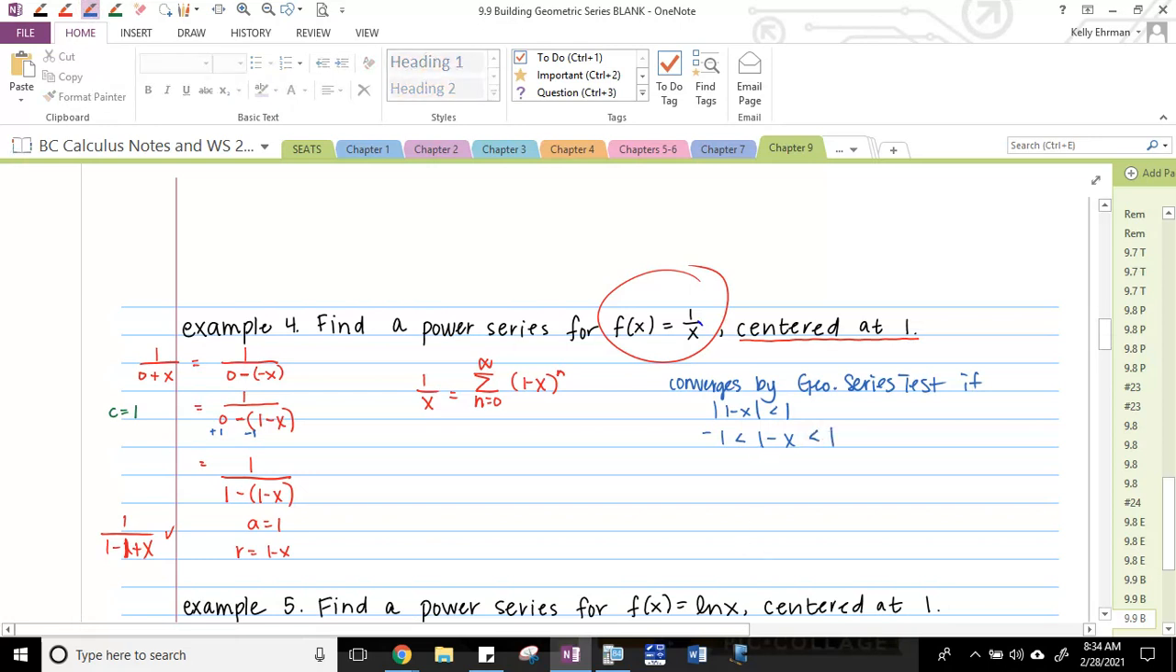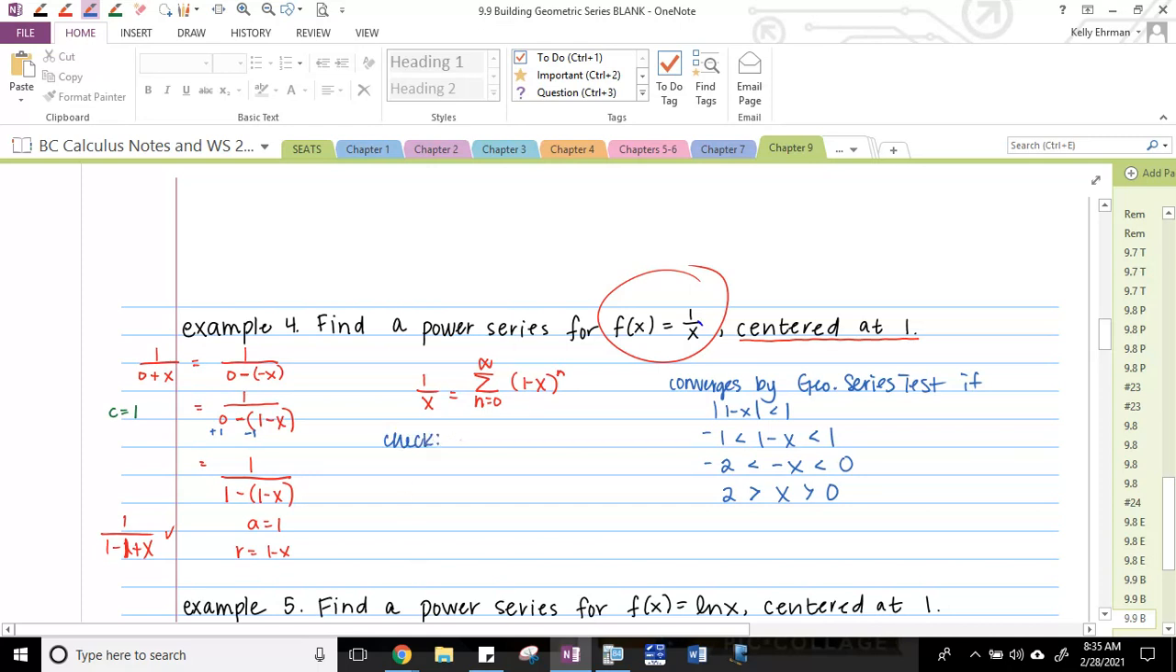So what could we do? We can add 1 or subtract 1. Subtract 1 from that. Ooh, divide by a negative, so switch everything around. Which makes sense anyway. X has to be between 2 and 0. Okay. And then we need to check those endpoints.